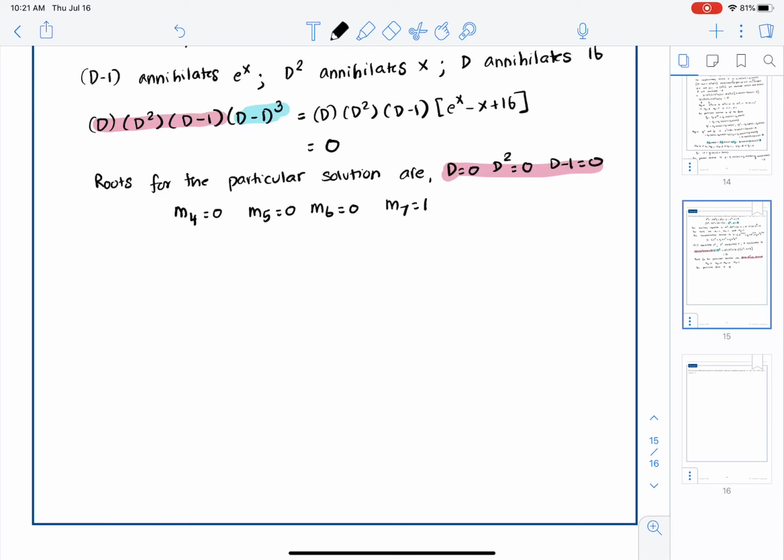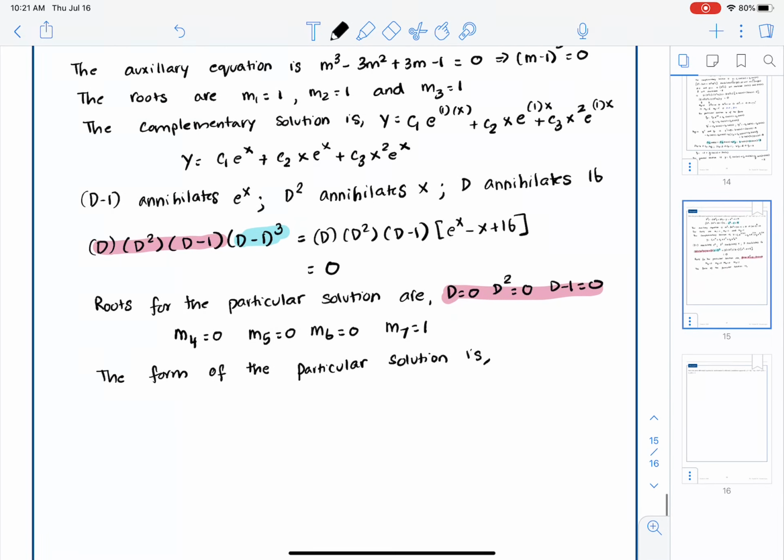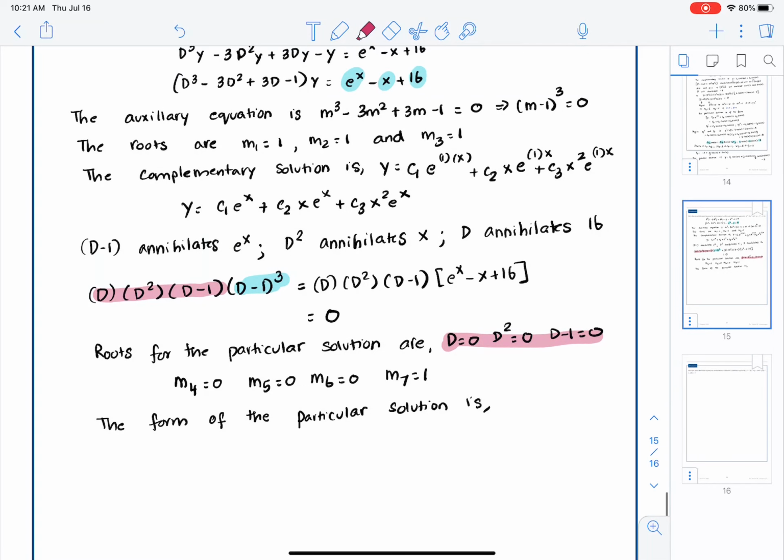Excuse me, I made a mistake here. D squared would actually annihilate both x and 16 because it is D squared. If you take the second derivative of 16, it will become 0. So we don't need that D term. So I'm going to get rid of that D.